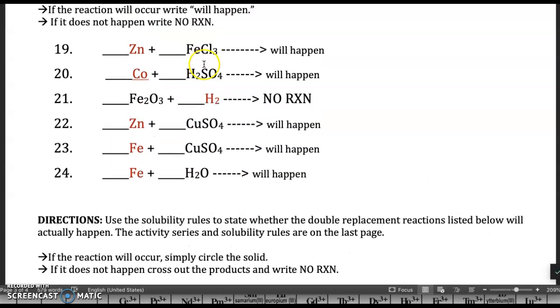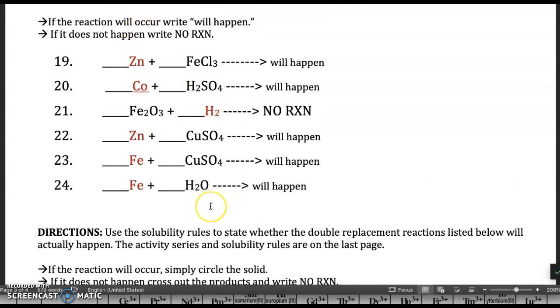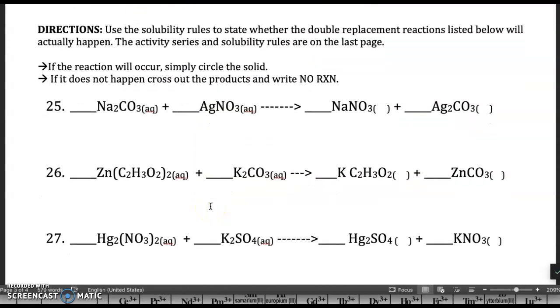Okay, so you didn't even have to write products there or anything. You'll see a couple questions like that on the test. And the last part is labeling solids. So if the reaction will occur, simply circle the solid. If it does not happen, cross out the products and write no reaction.